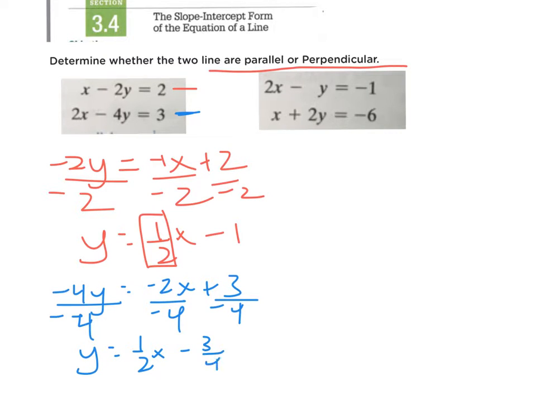It doesn't matter what this number is, it only matters what this number is. And since they are exactly the same, if you look, these two lines are parallel.